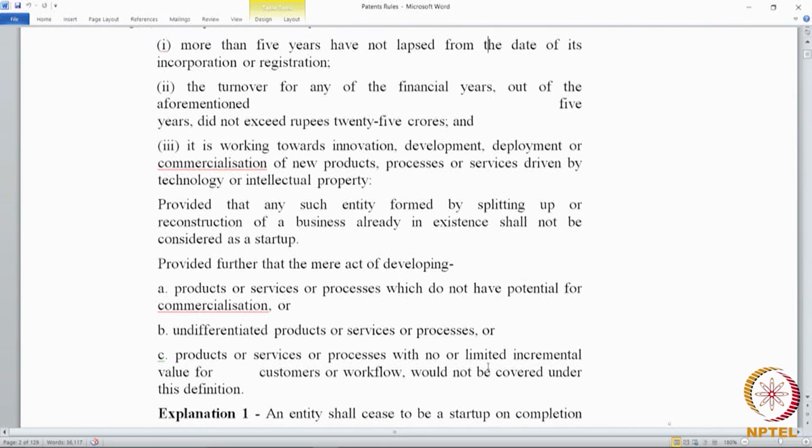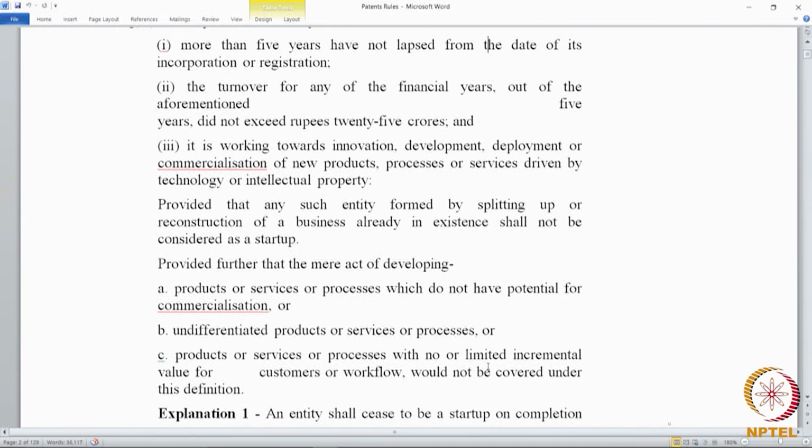Provided further, the mere act of developing a product, services or processes which do not have potential for commercialization, or undifferentiated product or services or processes, or product or services or processes with no or limited incremental value for customers or workflow would not be covered under this definition. Now, the third part of the definition, as we mentioned, was the function. What function does the startup do? It just explains that the startup should be doing something substantial.